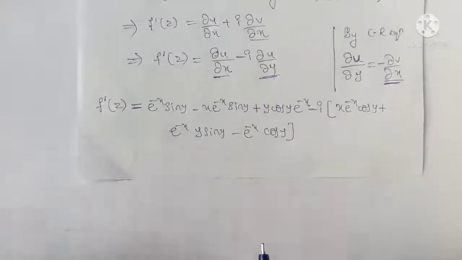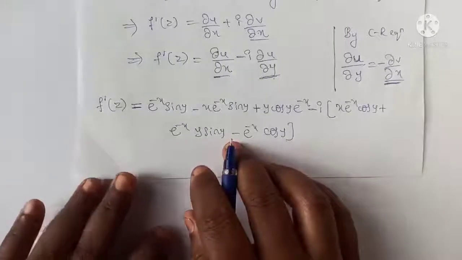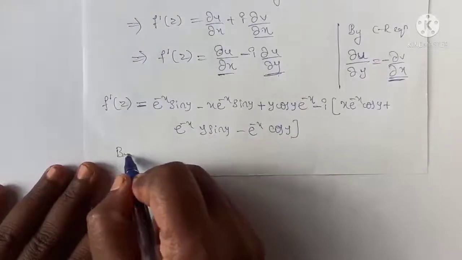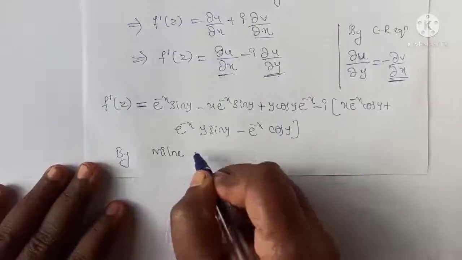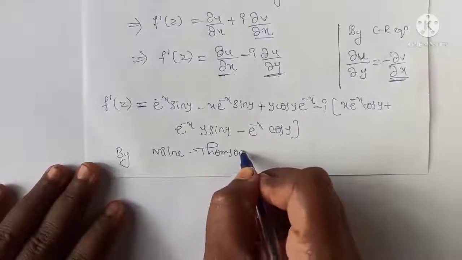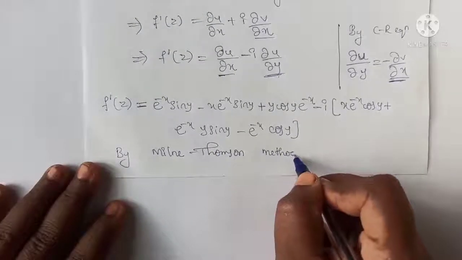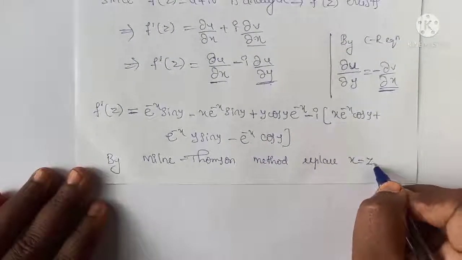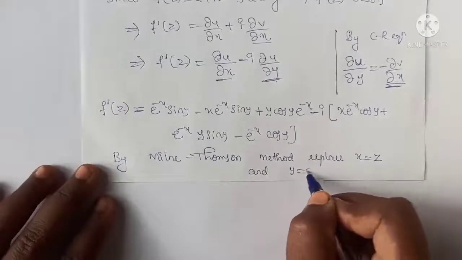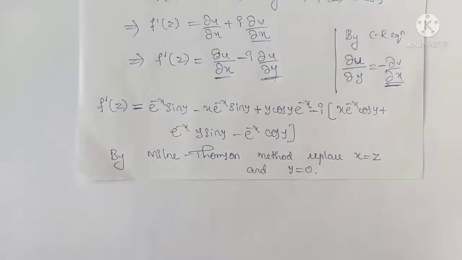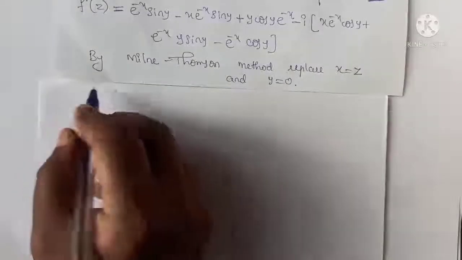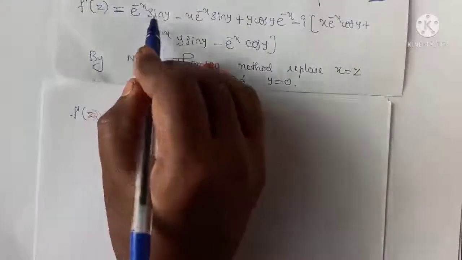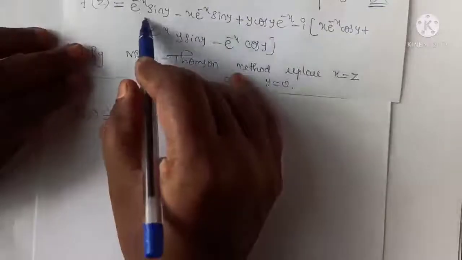Okay, so now we apply the Milne-Thomson method, that is by Milne-Thomson method we replace x by z and y by 0. Okay, so then we get f dash of z becomes, so substitute x equals to z and y equals to 0 in this equation.